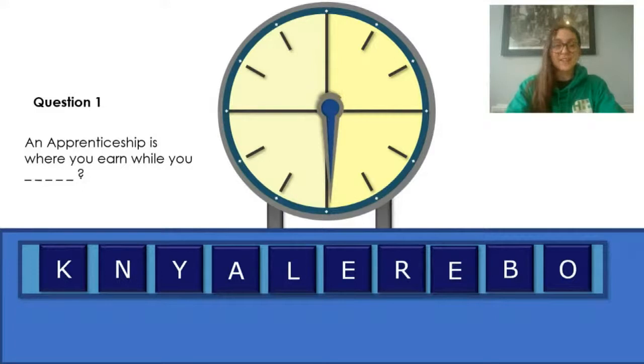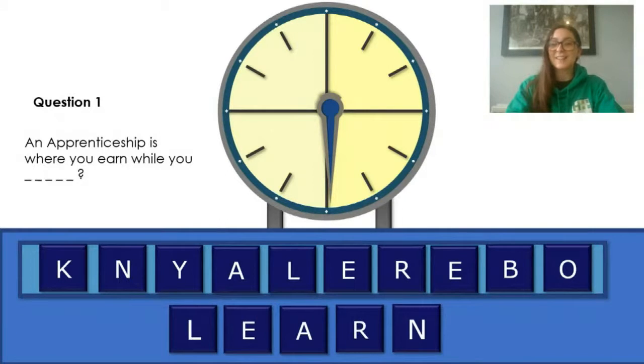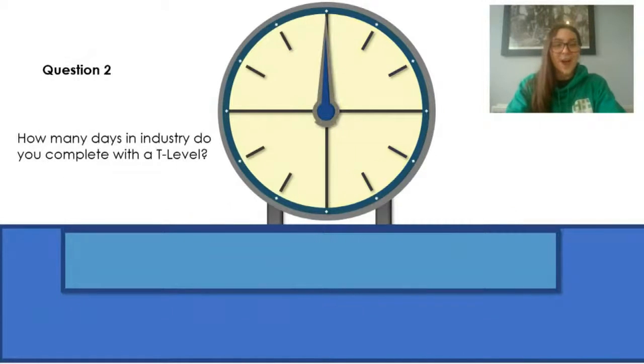Okay, that's 30 seconds. An apprenticeship is where you earn while you learn. Yes, it is. So when you do an apprenticeship, guys, you're learning, you're gaining a qualification, and you're earning money. Brilliant. Okay, over to question 2.